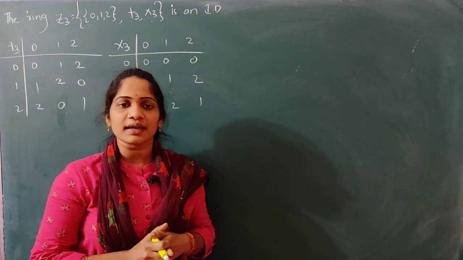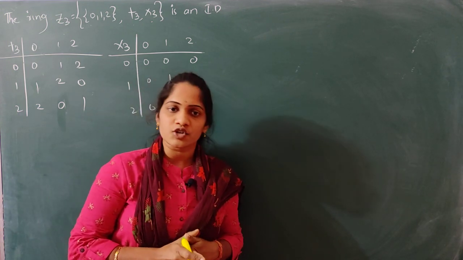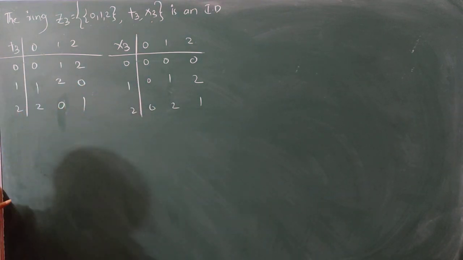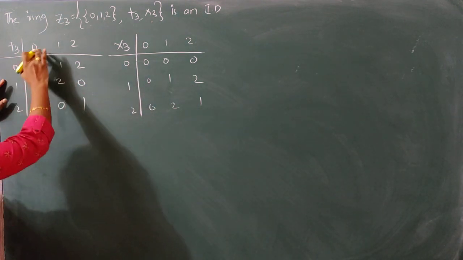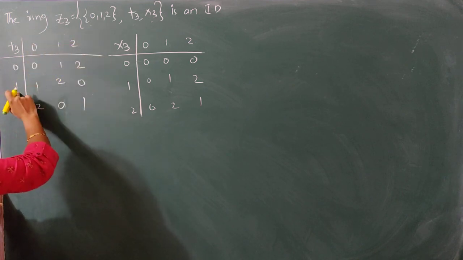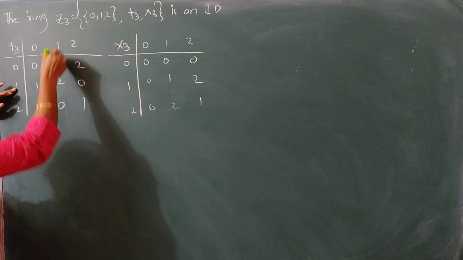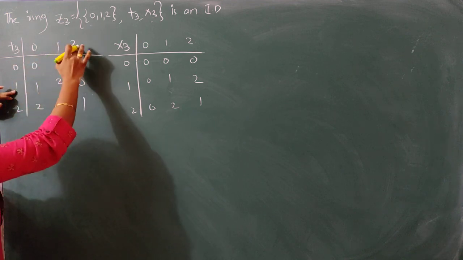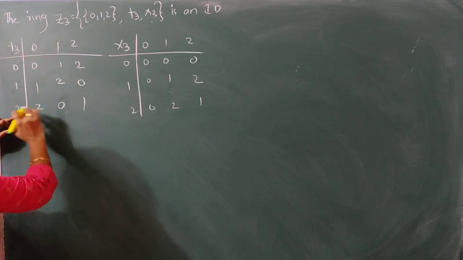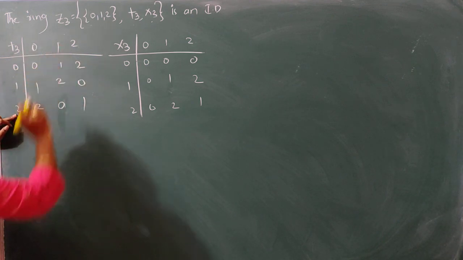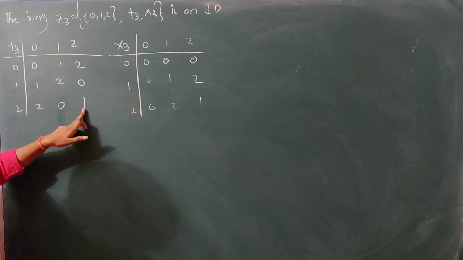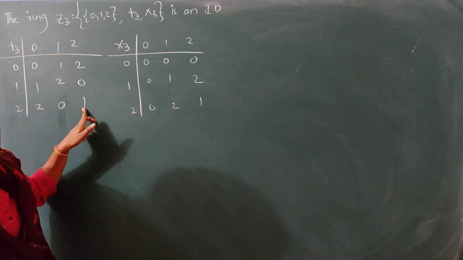For that I have taken the composition tables under addition modulo 3 and multiplication modulo 3. So see here, addition modulo 3. We have to place the two elements: 0 plus 0 is 0, 0 plus 1 is 1, 0 plus 2 is 2. So 1 plus 1 is 2. 1 plus 2 is 3, under addition modulo 3 it becomes 0. 2 plus 1 is 3, under addition modulo 3 it becomes 0. Now 2 plus 2 is 4, under addition modulo 3 it becomes 1.